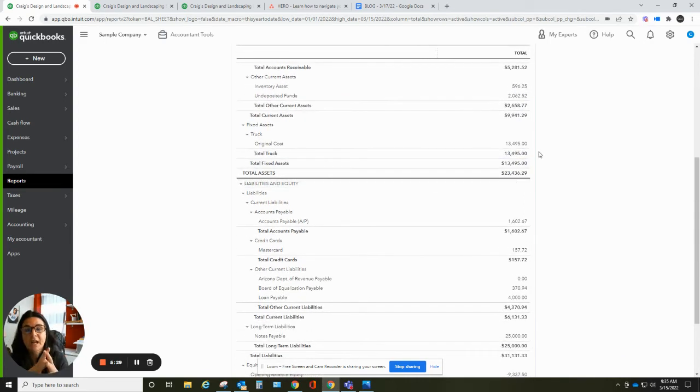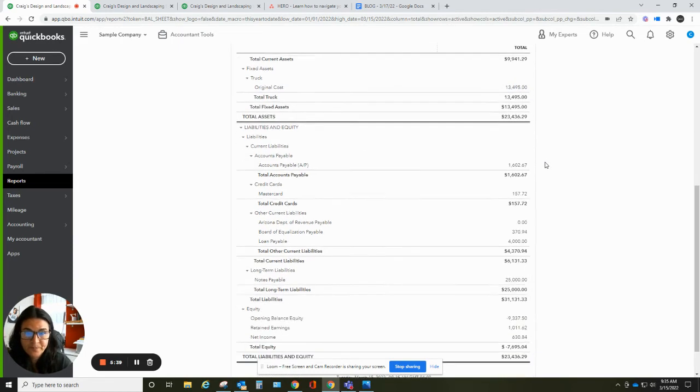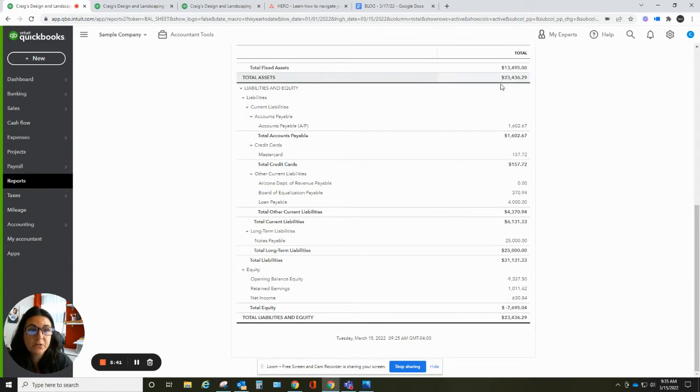And then under fixed assets, those are your big ones. So that would be if you owned a building, if you owned equipment. In this case, he owns a truck that had the original value of $13,495. So those are all the assets. So this company has $23,000 in assets.